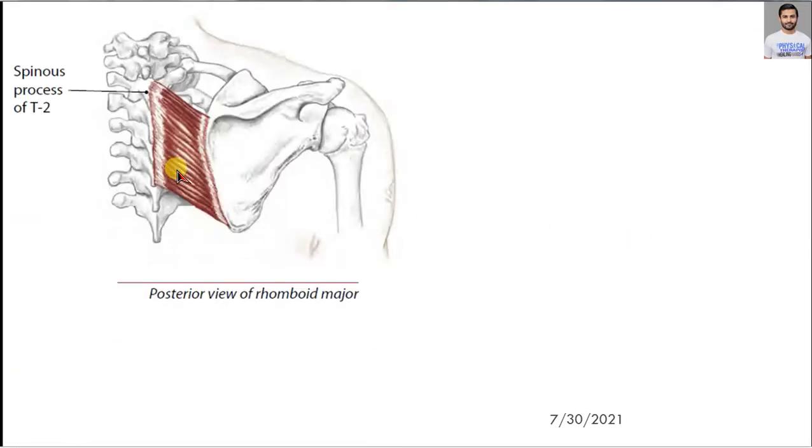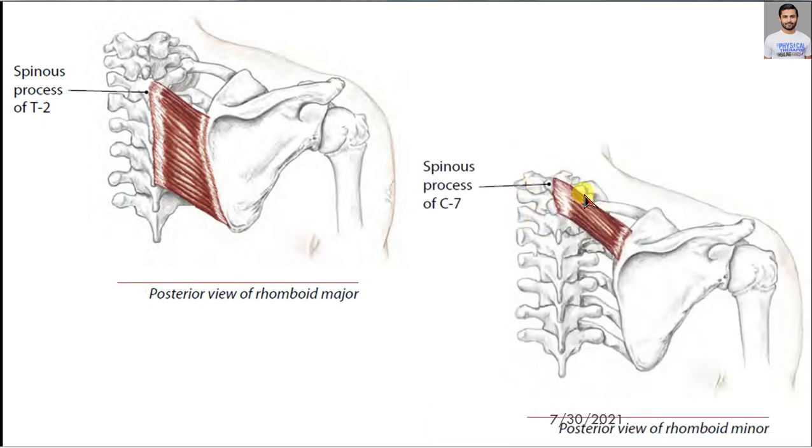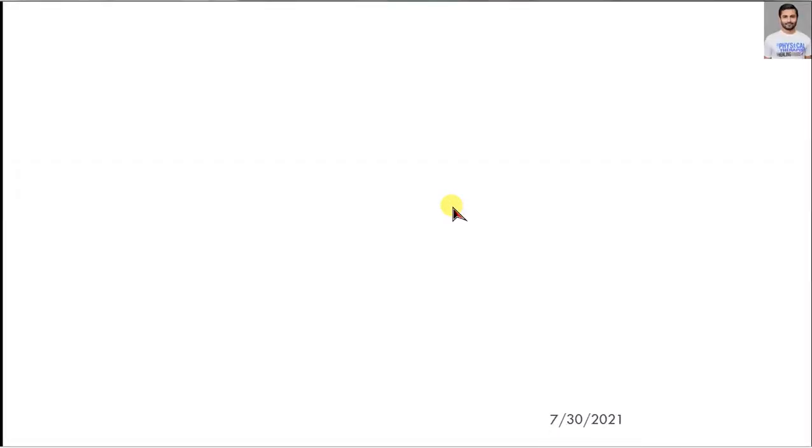These are the rhomboid muscles, the rhomboid major muscle. It originates from the medial part of the spine, the spinous process, and it inserts onto the medial border of the scapula. And this is the rhomboid minor muscle. It lies superior to the rhomboid major muscle. These are very flat, thin, sheet-like muscles.